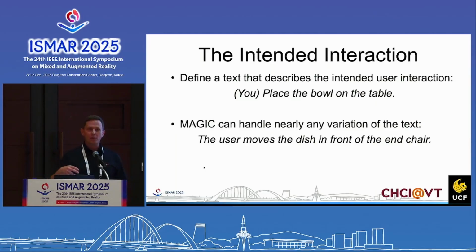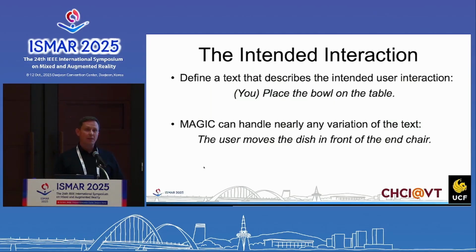So let's assume that we have an AR application and we want the user to place a physical bowl on the table, okay? Usually with MAGIC, we express this through imperative sentences or commands. So the "you" is basically implied, so we would say something like "place the bowl on the table."